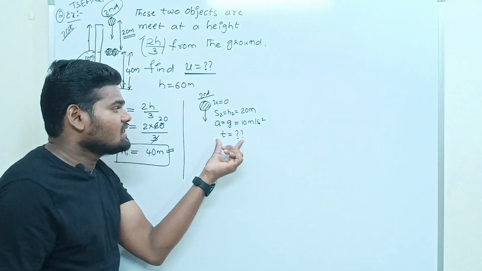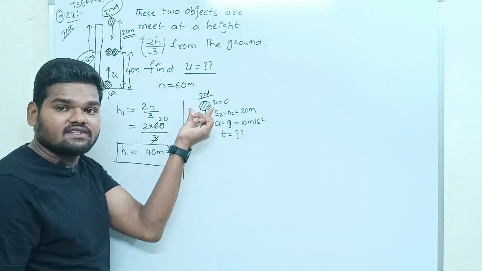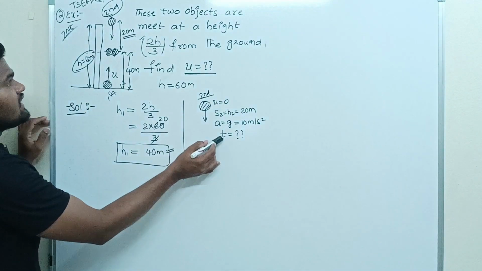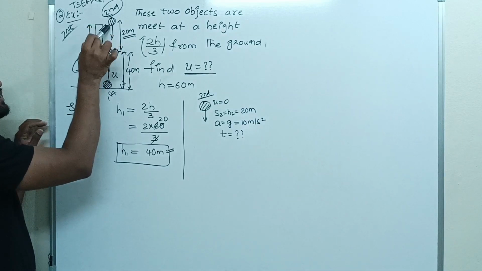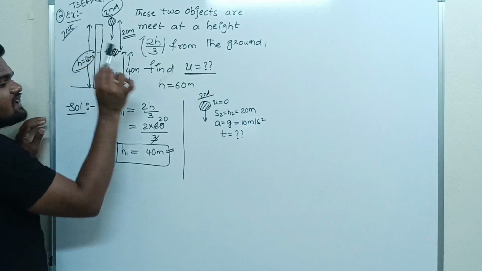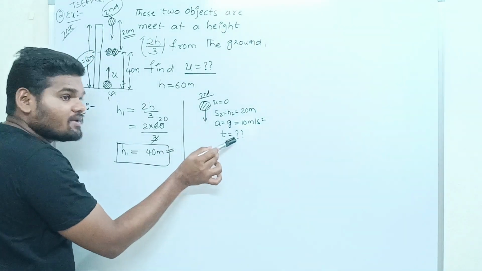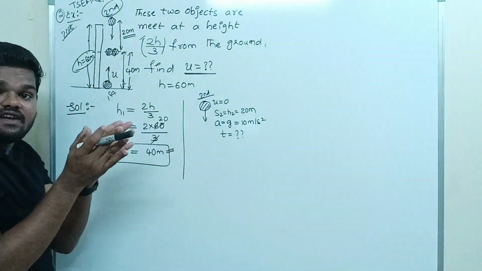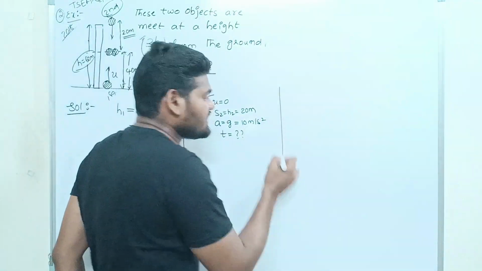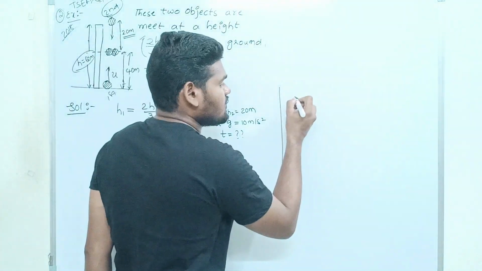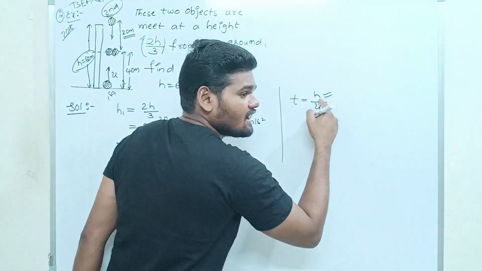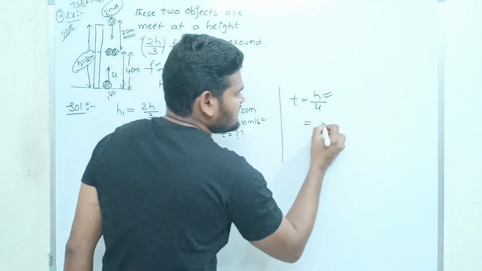Have a look. This time gives the time taken by the second object to travel 20 meters. If it travels 20 meters in a time t, in this time t the two objects meet. And in a previous application, we have solved that t is equal to h by u. What is h? H is the height of the building, that is 60.